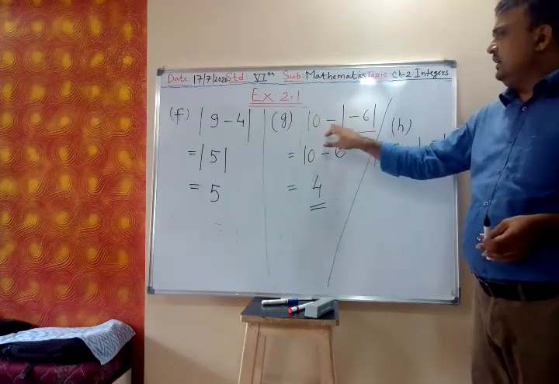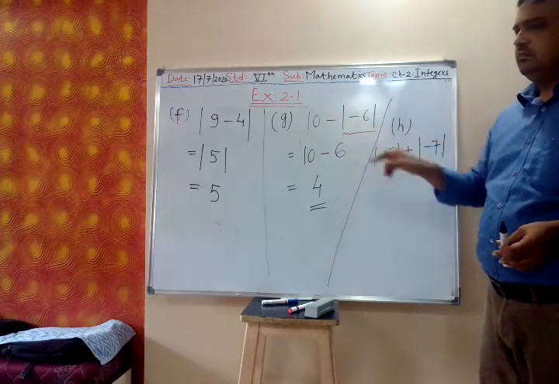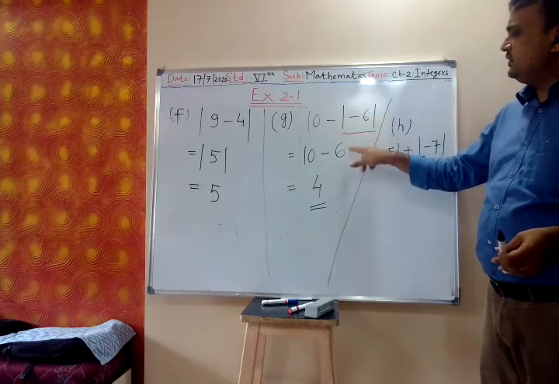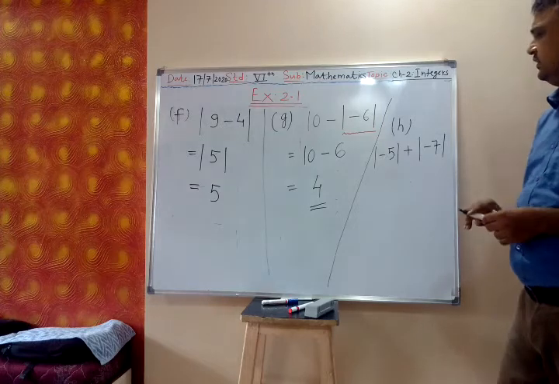Wait. 10 minus absolute value of minus 6 is 6. 10 minus 6 is 4. 4 is the answer.